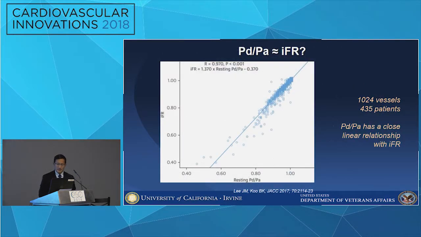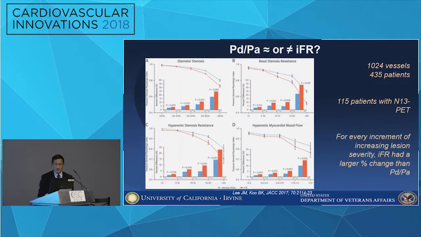This has been repeated in 1,000 vessels in Korea, and they found that the correlation value is 0.97. And this formula was 1.37 times the resting PDPA minus 0.37 was equal to the IFR. So if you had a close and linear relationship with IFR, then maybe you don't need the IFR technology and proprietary software. Maybe you could just use the PDPA. And that's one question that they had.